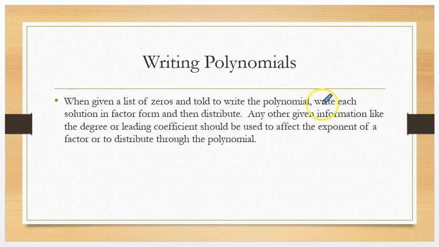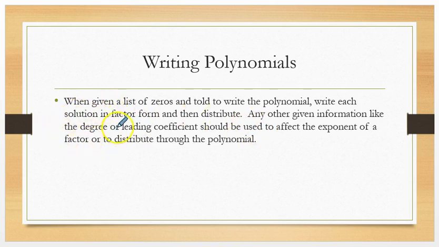Now, some of the extra information they might give you to affect the polynomial would be the degree, which is the biggest exponent you should have. So they might say degree 3, which means your first term should have an x cubed in it. If they say degree 4, then your first term should have an x to the 4th power in it. They may also give you a leading coefficient. So if they say the leading coefficient is a 2, then that just means you will need to multiply one of your factors through by a 2, and that will take care of that part.